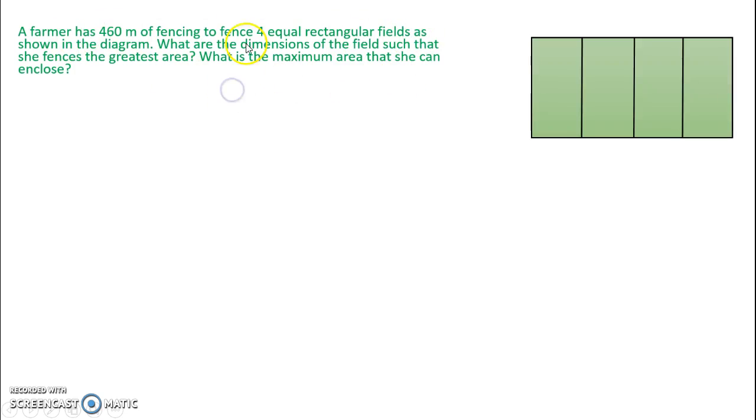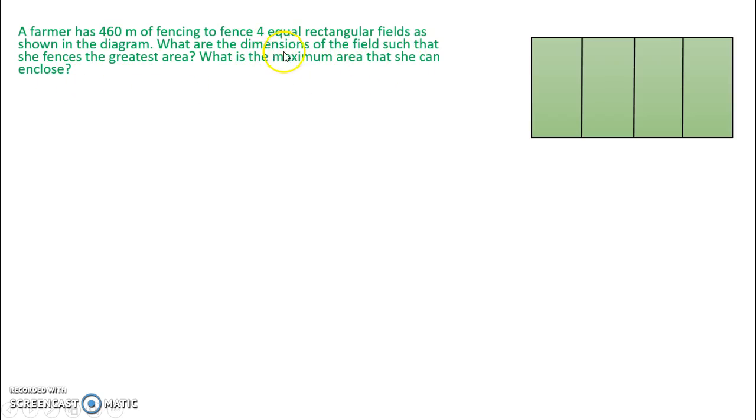In this video, we're going to take a look at a fairly common optimization problem. Okay, so the question says a farmer has 460 meters of fencing to fence 4 equal rectangular fields as shown in the diagram. What are the dimensions of the field such that she fences the greatest area? What is the maximum area that she can enclose?